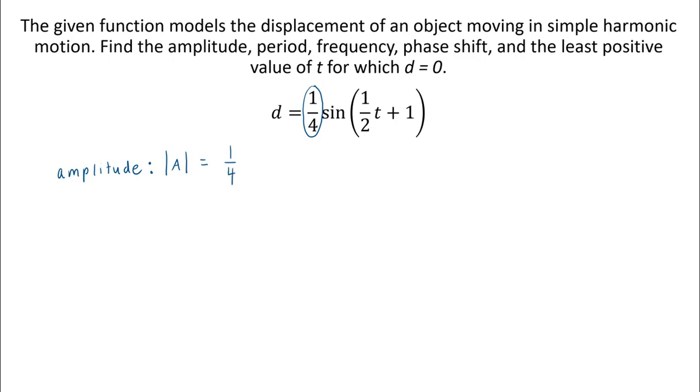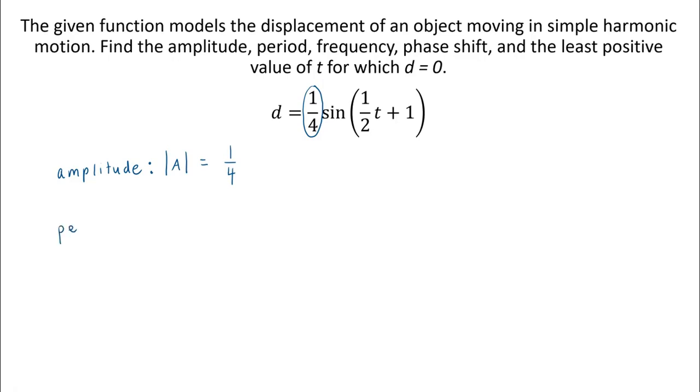And remember, what that means is that when we're modeling whatever we're modeling here, the distance from the equilibrium to the peak of a wave is 1/4 unit. And the distance from equilibrium to the bottom or the trough of a wave is 1/4 of a unit.